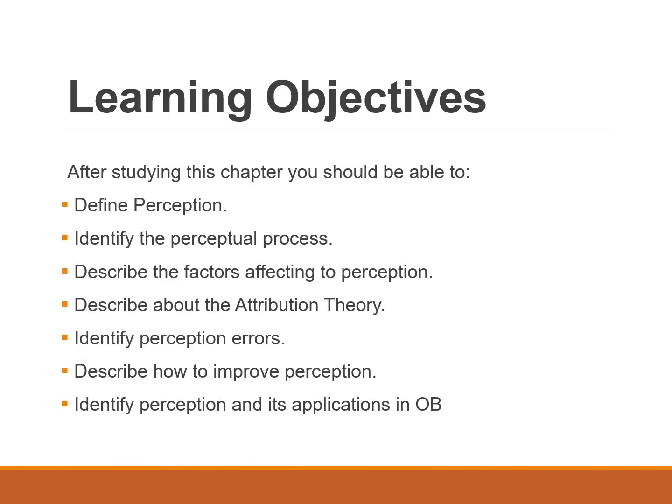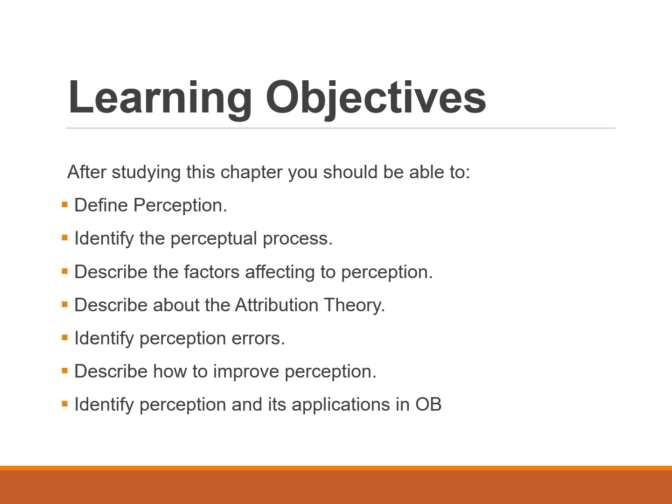So these are the learning objectives. After studying this chapter, you should be able to define perception. So you can identify what is perception and identify the perceptual process. Remember, perception is not a one-time activity. It also has a process. So there is a perceptual process. So you can identify what are the steps related with this perceptual process.